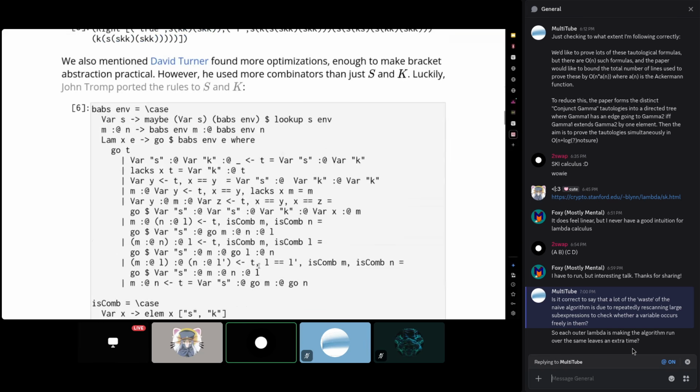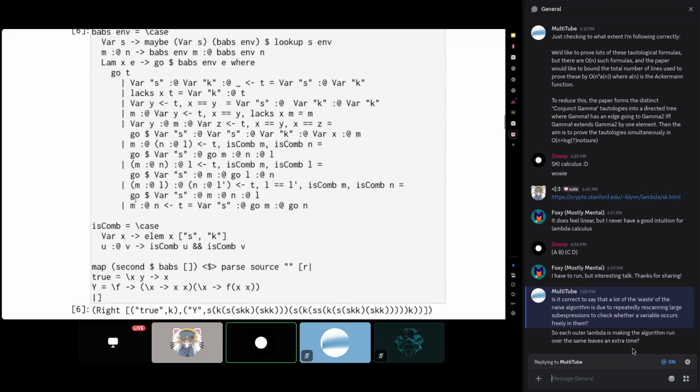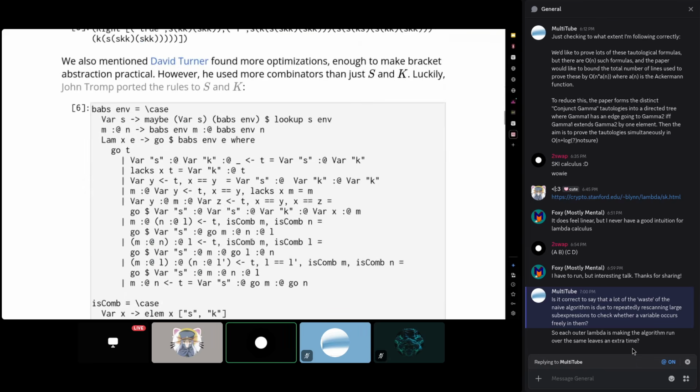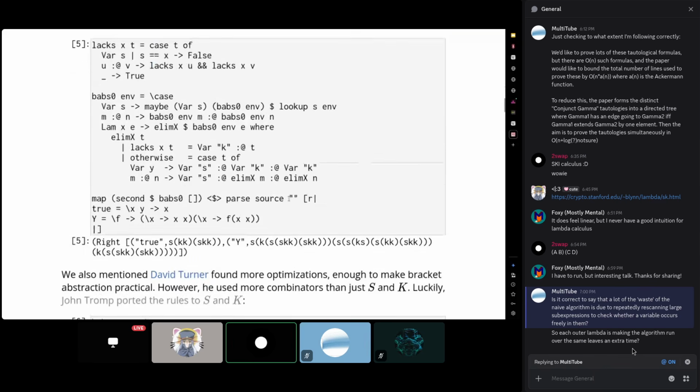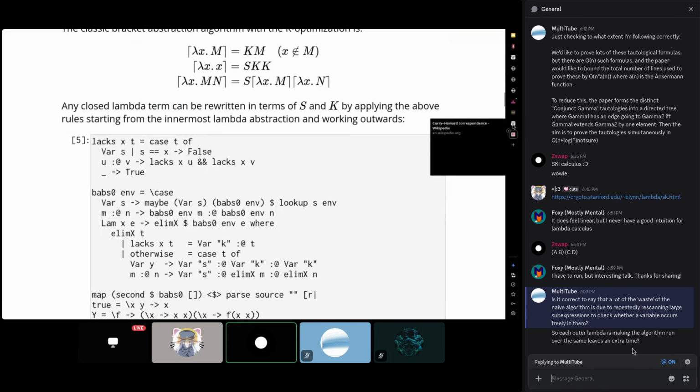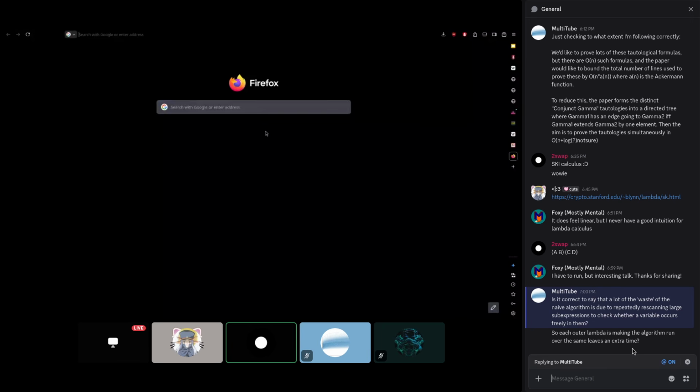Wait, yeah, stay there for a second. I've written some Haskell before, but this is above my pay grade. Hold on, let me wait. No, stop. Don't move. Yeah, no, I don't know what this is saying. Lax XM? Maybe lax is saying it's a free variable.